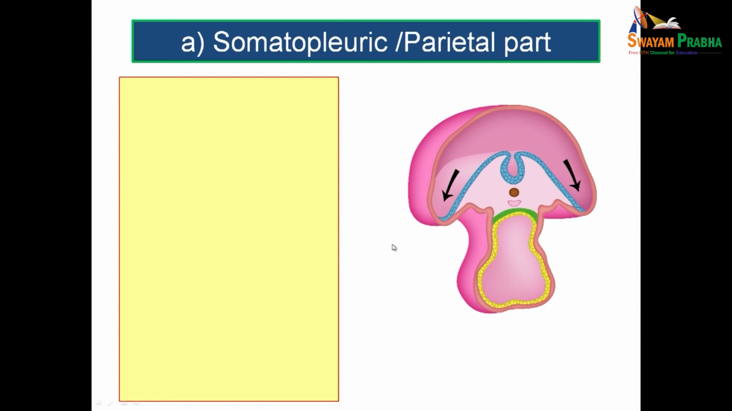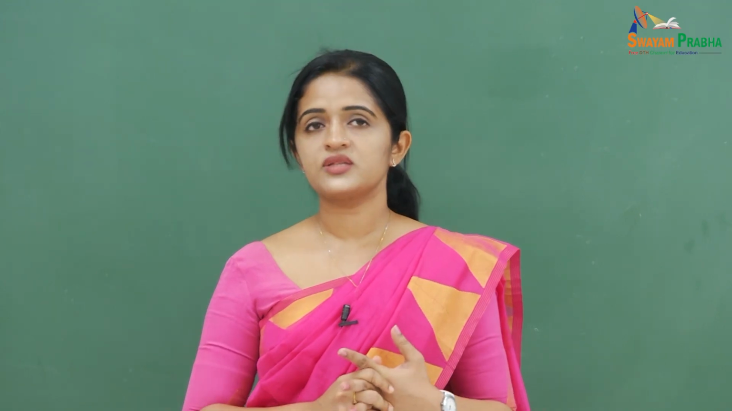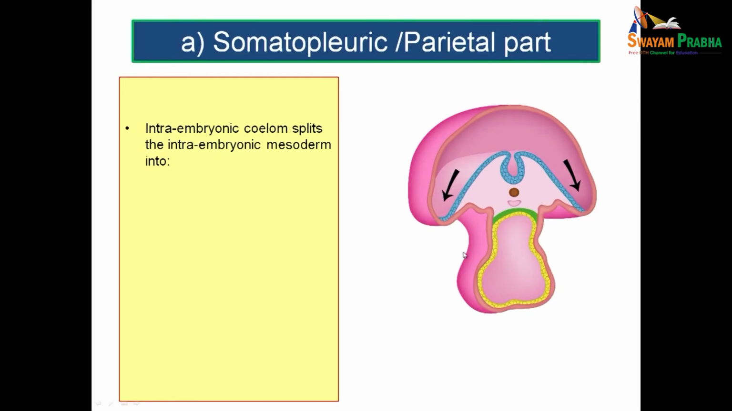So, let us see what are the derivatives of somatopleuric or parietal intraembryonic mesoderm. Somatopleuric is otherwise known as the parietal part of intraembryonic mesoderm. We have already mentioned that the intraembryonic coelom is splitting the mesoderm into two layers, based on whether the mesoderm is lying closer to the ectoderm or closer to the endoderm. If it is lying closer to the ectoderm, you call it somatopleuric.